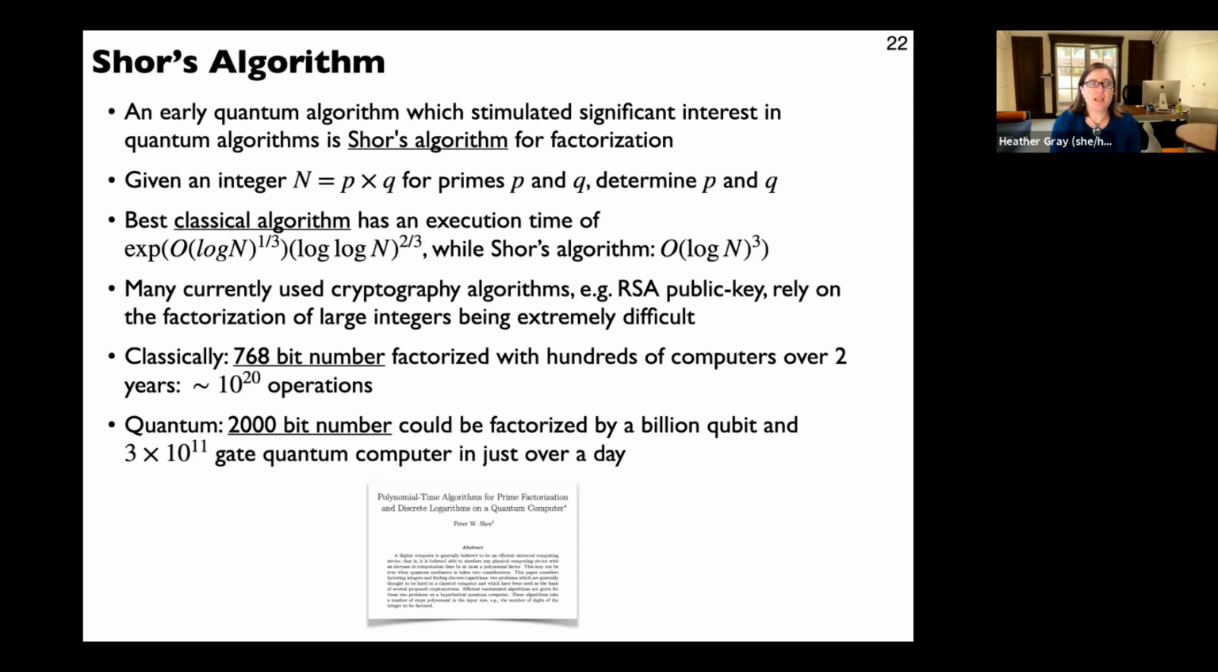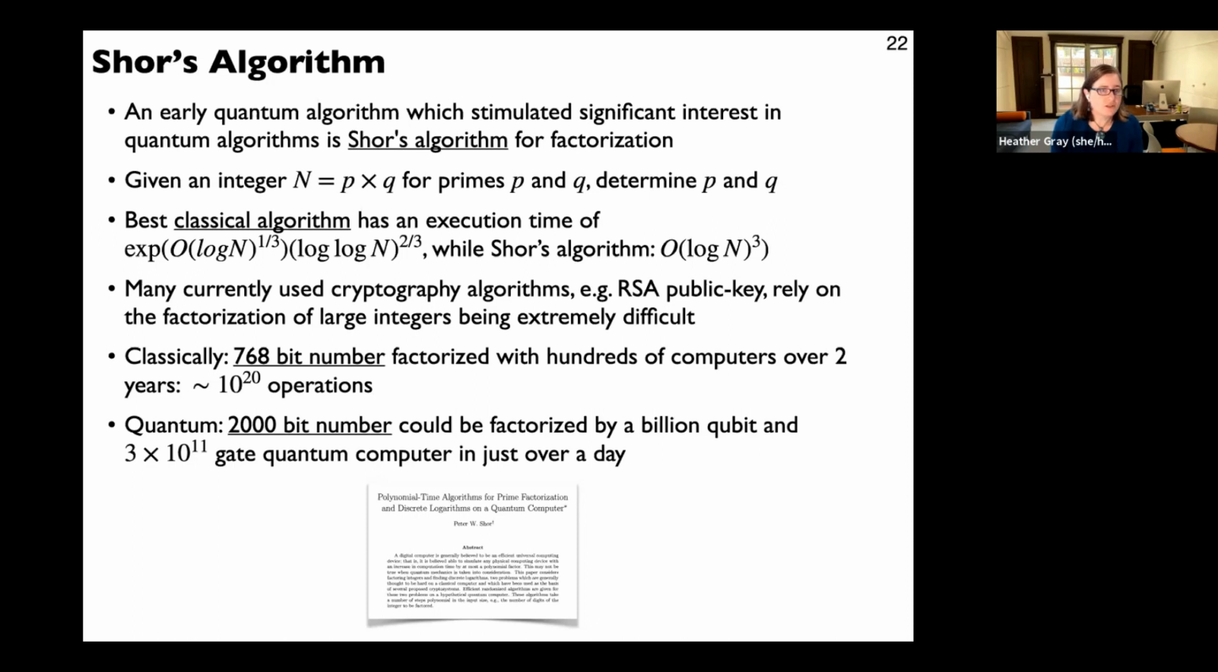As I mentioned, many of the currently used cryptography algorithms, things like RSA public key, rely on the fact that factorizing these large integers into primes is very difficult. And that's really what's protecting basically everything that you do, right? Things like banking on your computer, etc. For example, classically, a 768-bit number was factorized with hundreds of computers over 2 years, taking something like 10 to the 20 operations.